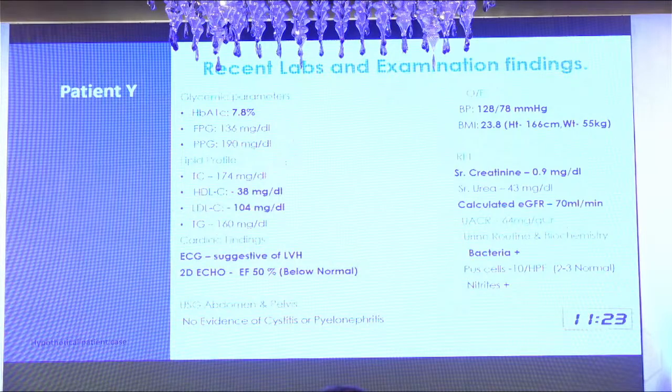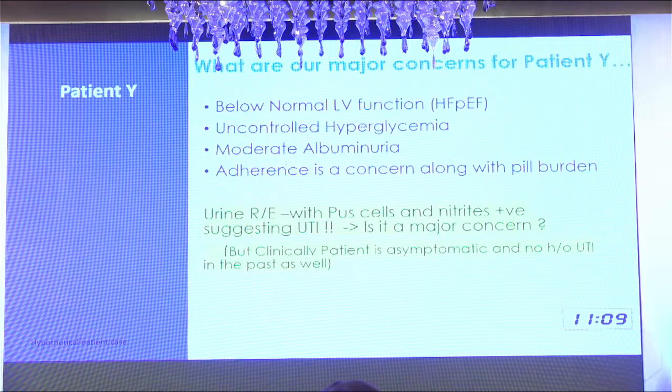UACR, we had a lengthy discussion, two talks on UACR. So by this time we know that it is elevated and it's not looking good at all. She has some pus cells in the urine. We know that genital infections are an issue with SGLT2 inhibitors, so the importance of looking at the pus cells in the urine. So the concerns for her are she has a below normal ejection fraction. We call it heart failure with preserved ejection fraction.